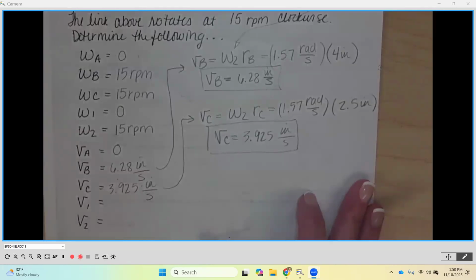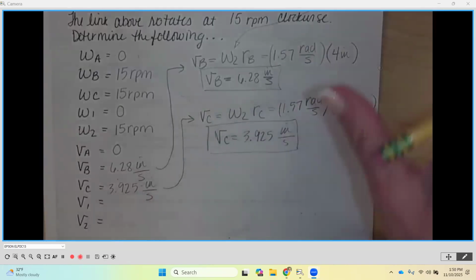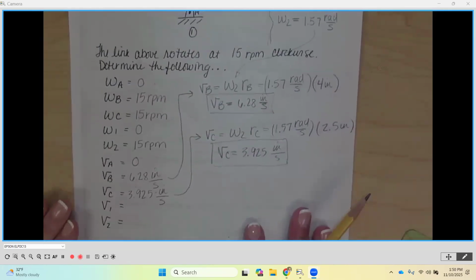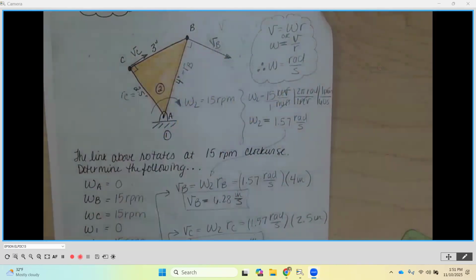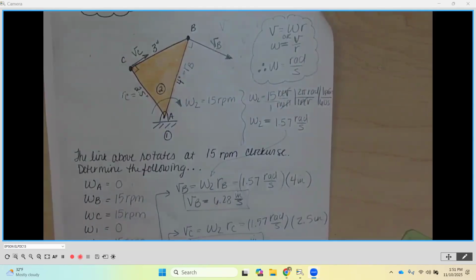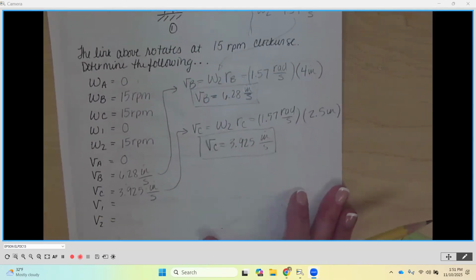All right. So any questions on velocity of B, velocity of C on link number 2 there? Okay. Again, you weren't required to put those in, but it's good to show them because you will be doing it on a regular basis.